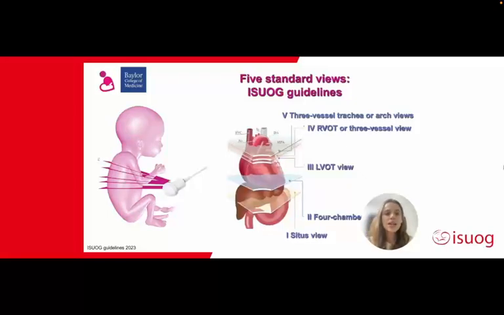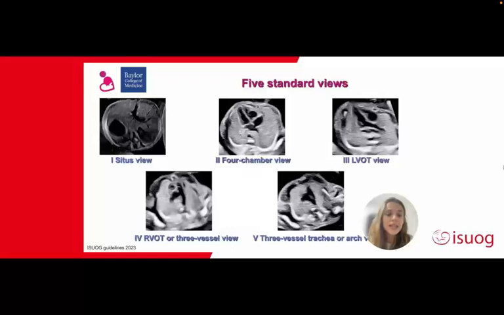arch views. And those are certainly the images that we must always get in our 20 weeks anomaly screening. We must get and we must document that we have looked at all these 5 planes to rule out most of the congenital heart defects. And as I said, this is mandatory. This must be recorded and this must be documented.